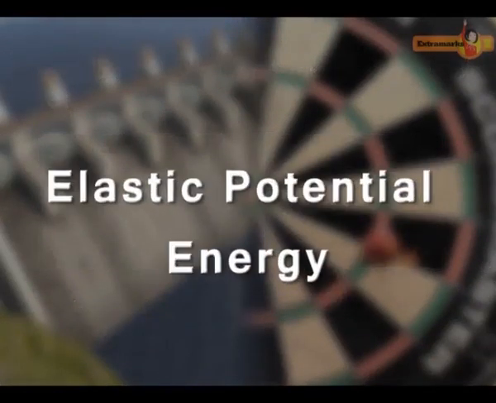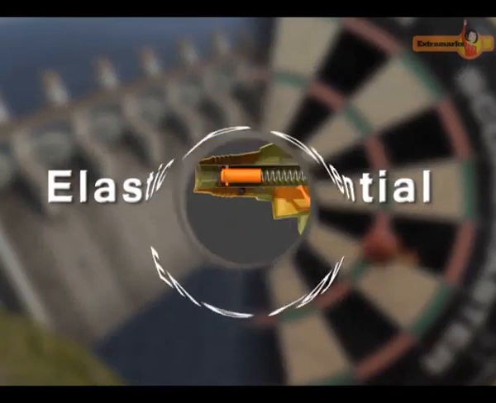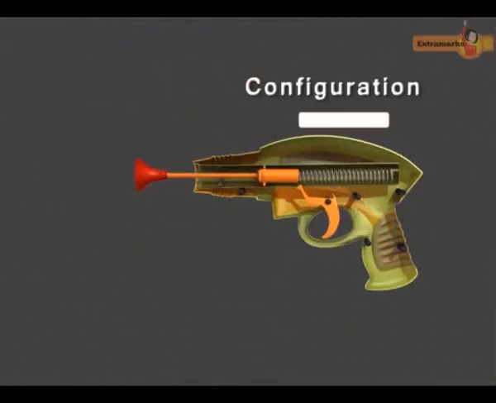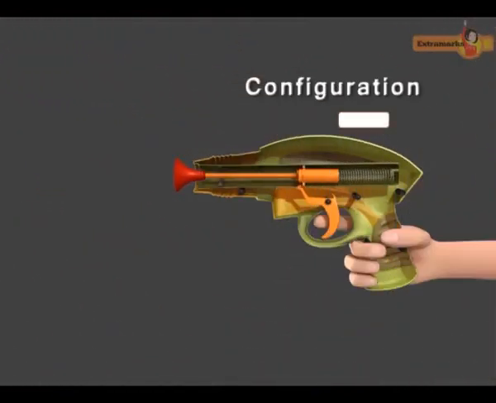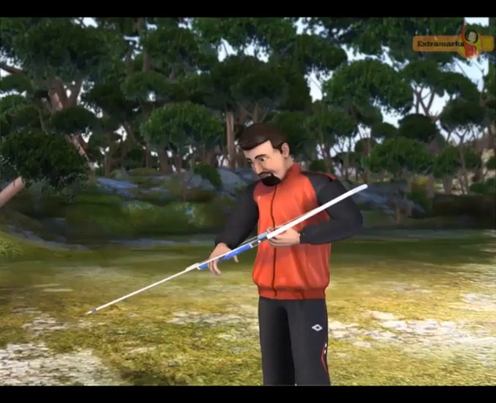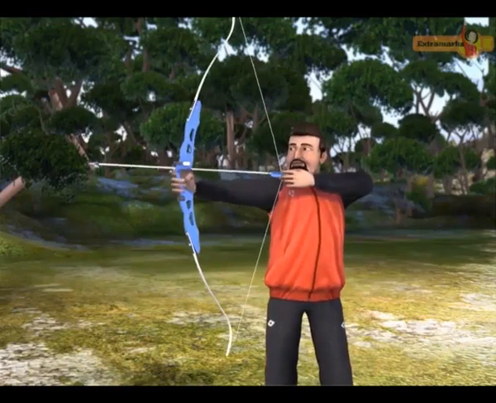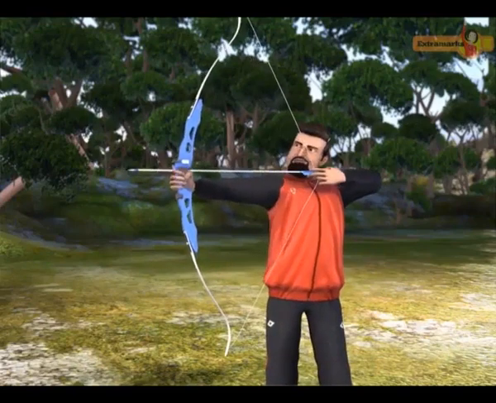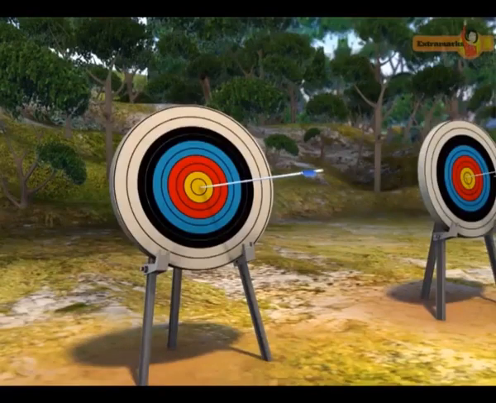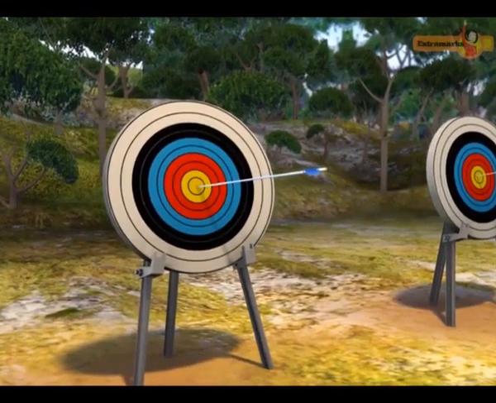Elastic potential energy is the energy possessed by an object due to the change in its configuration. Here, a person shoots an arrow from the bow which goes and gets pierced into the target. Let us find out from where this arrow gets energy.